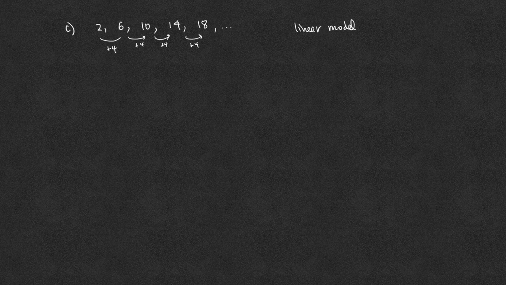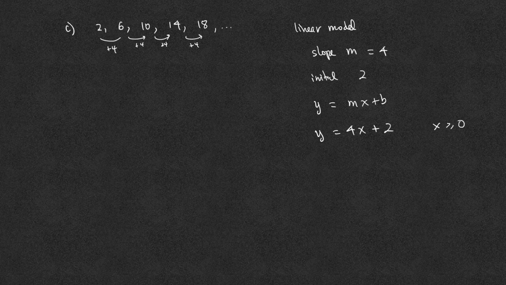The constant rate is what we call the slope m. m is 4 in this case, and the initial value in this case is 2. The linear equation model is y equals mx plus b. In this case, m is 4, and the initial value is 2, but only when x starts with 0.